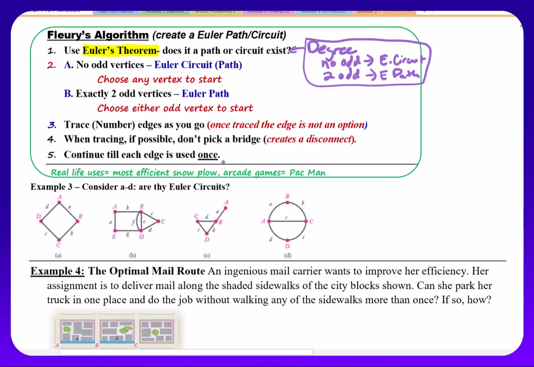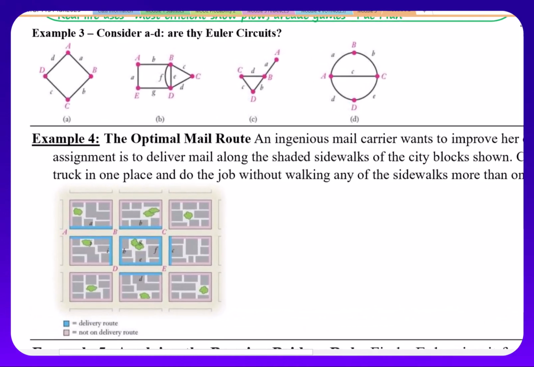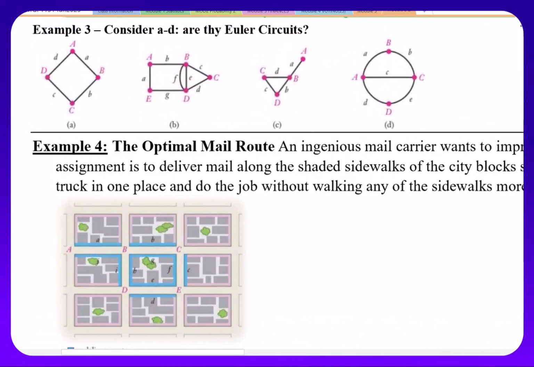They don't want to, again, mailman, which we're going to do in here in a second. An arcade game would be Pac-Man. So there's lots of areas where this is actually used. So we're going to go to example 3, and example 3 just says, consider them, are they Euler circuits. So the first thing we're going to do is figure out what the degree is.